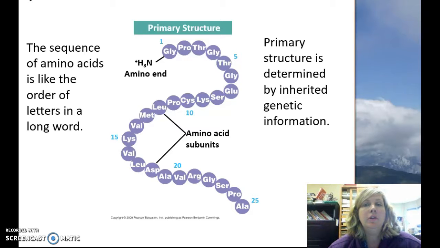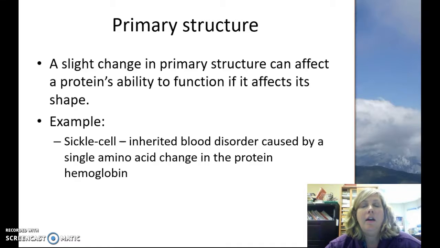Then any change in primary structure can affect a protein's ability to function if it affects its shape. So for example, sickle cell anemia is an inherited blood disorder that's caused by a single amino acid change in the protein hemoglobin. So a single amino acid is swapped out for another one, and it causes a major disorder that we'll look at in further depth.